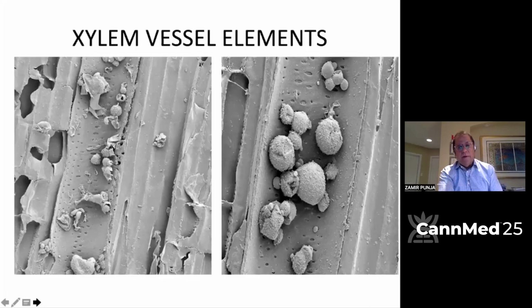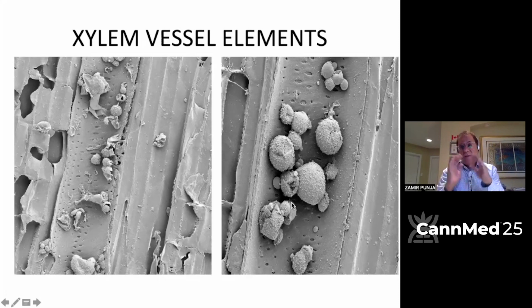Now, where do we find these microbes or the spores? So these are now the vessel elements again. You can recognize them with these little pits in the background. And look at these spores. There's spores of various sizes. There's spores of various numbers, all congregated somewhere sticking to the inside walls of the xylem tissues.